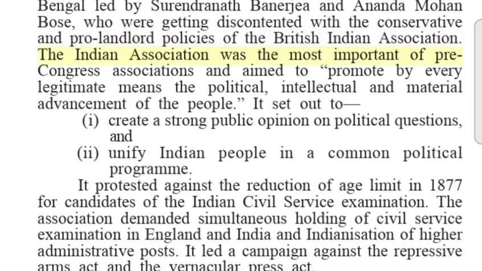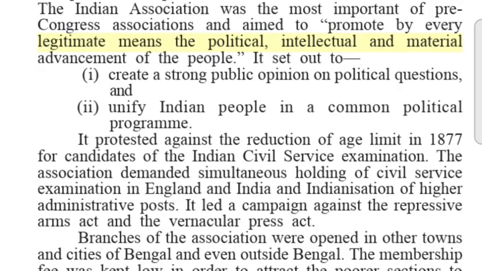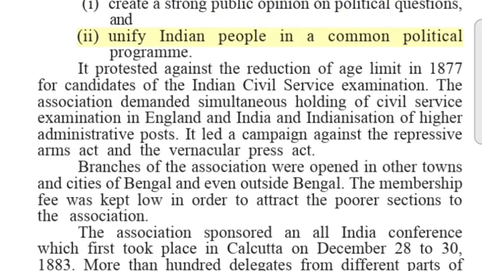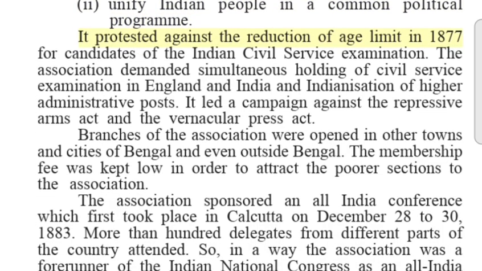The Indian Association was the most important of the pre-Congress associations and aimed to promote by every legitimate means the political, intellectual and material advancement of the people. It set out to create a strong public opinion on political questions, and unify Indian people in a common political program. It protested against the reduction of the age limit in 1877 for candidates of the Indian Civil Service examination.